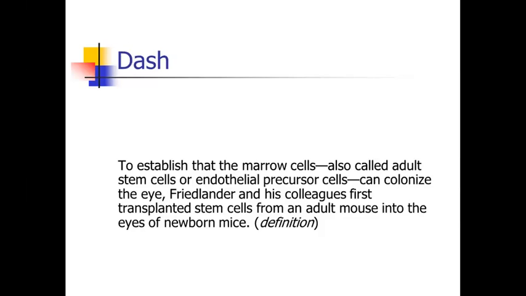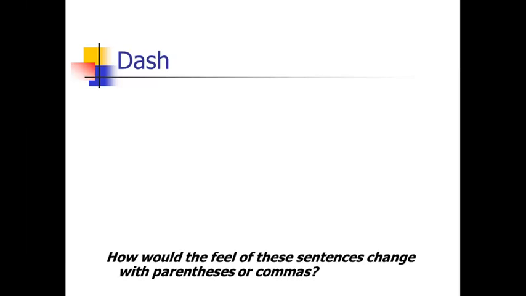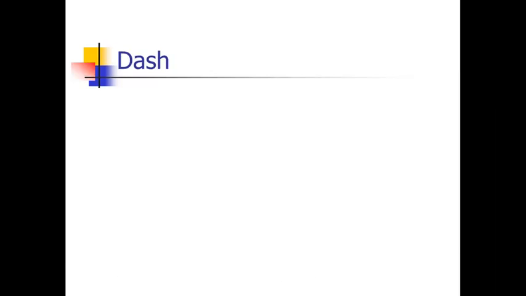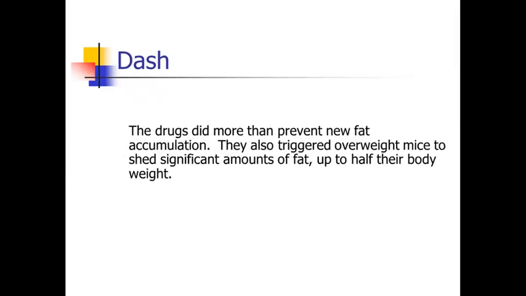Now, I want to look at how the feel of these sentences would change if you, instead of using a dash, chose some other punctuation mark like a parentheses or a comma. So let's go back to that first example and try it with a comma instead. You're going to notice it's kind of clunky and long. So if I replace the dash here with a comma, we get the drugs did more than prevent new fat accumulation. They also triggered overweight mice to shed significant amounts of fat, up to half their body weight. It kind of takes away the emphasis on the up to half their body weight. It makes it a little bit more clunky there.